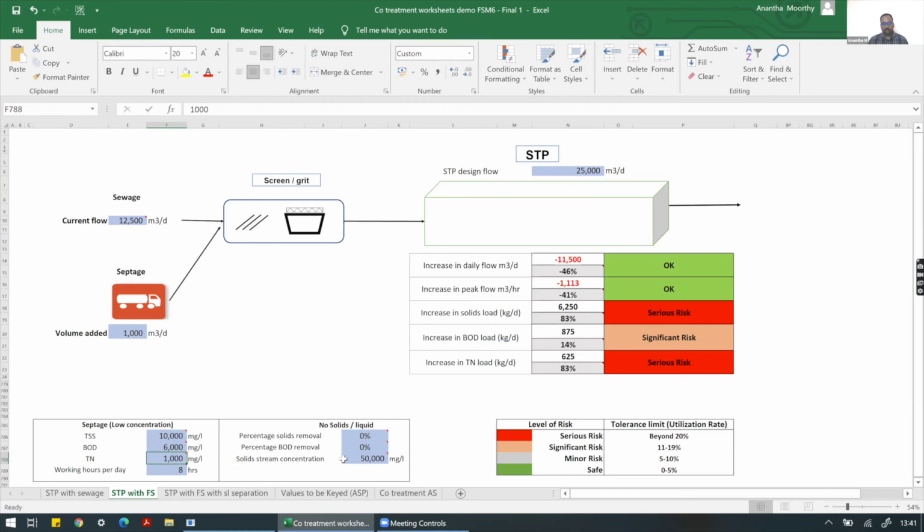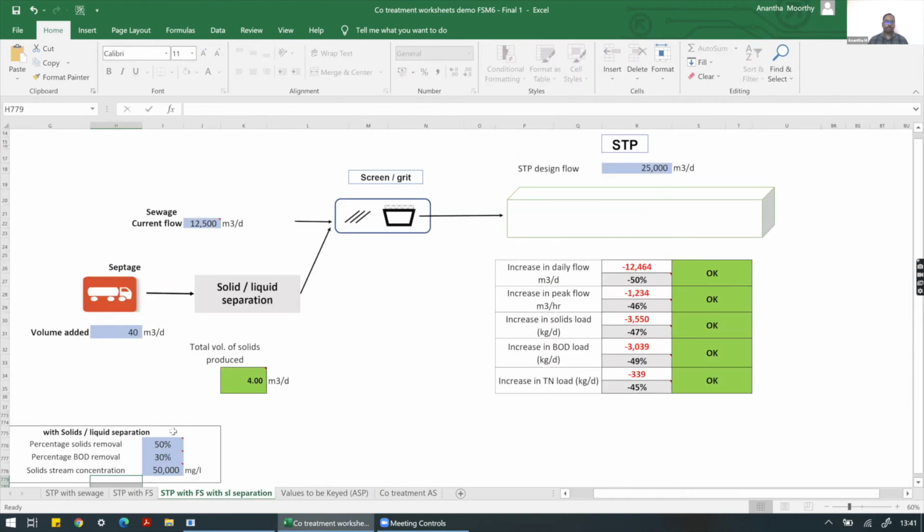So in this scenario, it is like a direct addition. There is no intermediary arrangement for doing a solid liquid separation. This situation considers a particular volume of FS with specific concentration and solid stream concentration directly added to the fecal sludge. Then there is a third option where it allows you to assume a solid liquid separation capacity.